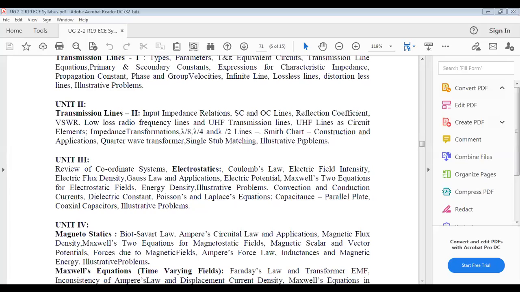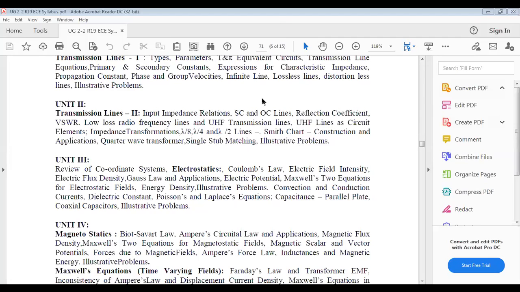And next, what is meant by the Smith chart? What are the applications of the Smith chart? And the single stub and double stub concepts, and related problems. I already shared those with you. So next we are going to deal with electromagnetic waves.